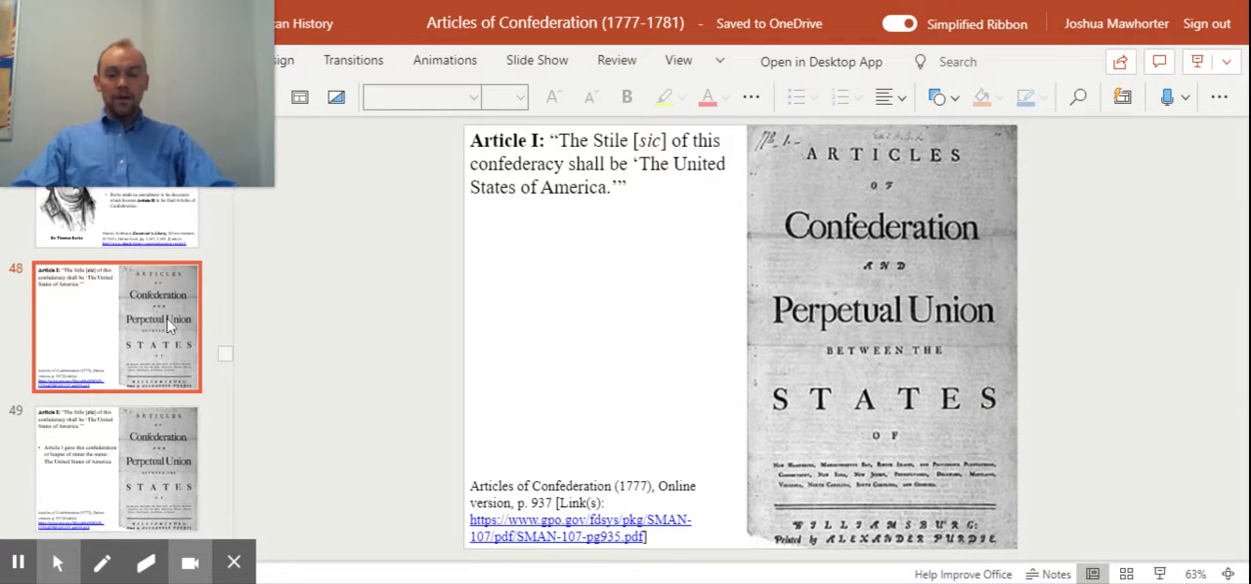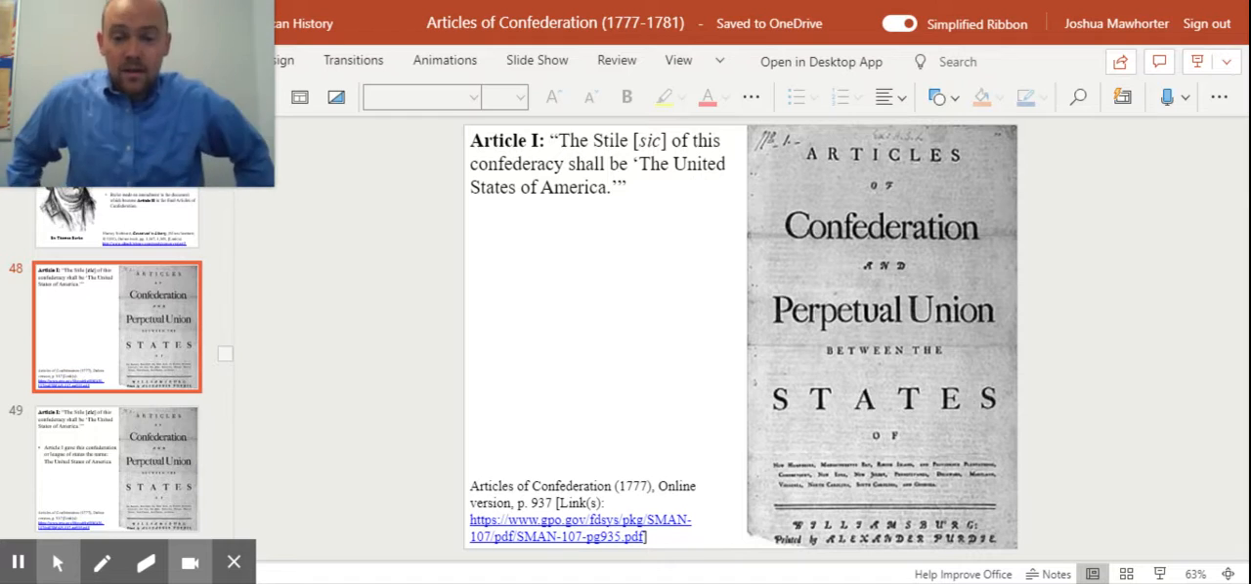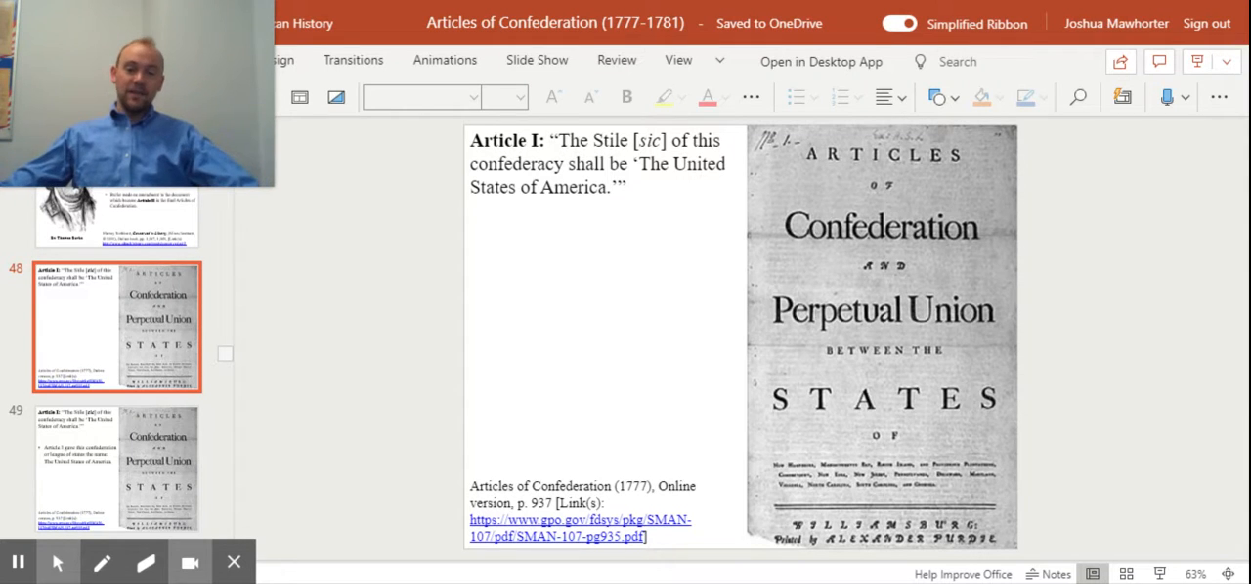So, Articles 1 and 2 of the Articles of Confederation, especially Article 2. Article 1 is pretty simple. It's the name for the Confederation, the name for the Confederacy that takes place between the states toward the end of the American Revolution and before the Constitution: the United States of America.